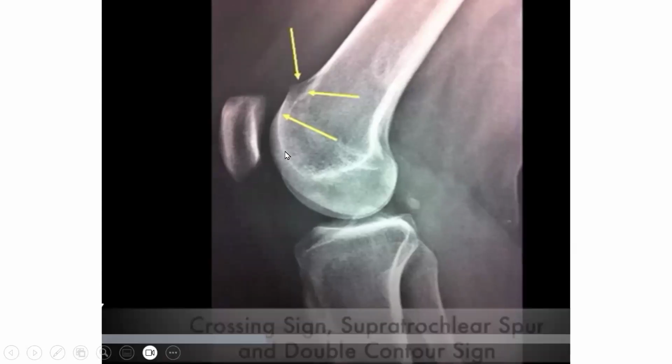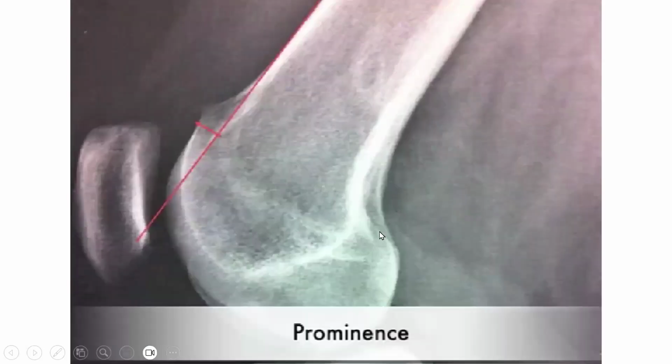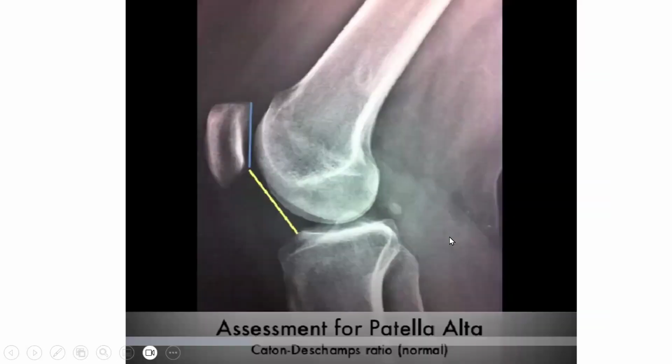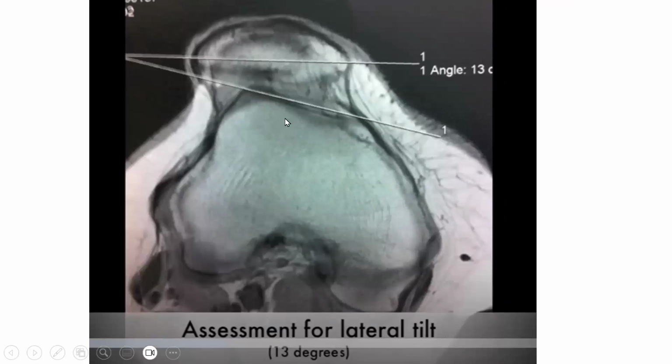Look at the crossing line sign. It tells you that there is a complete flattening of the sulcus of the trochlea. This measures the spur line prominence. This measures the distance. This is the Caton-Deschamps technique, and this should be 1.3, not more. This tells you about the complete loss of the trochlea. What we can do over here, we make an osteotomy over here. We elevate this portion, we leave the cartilage intact, and we impact bone over here.